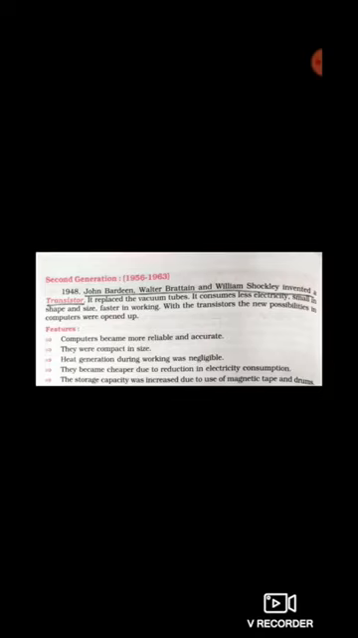With the transistors, in the year 1948, three people invented it. A vacuum tube was glass and pretty heavy. Transistors are light in weight.